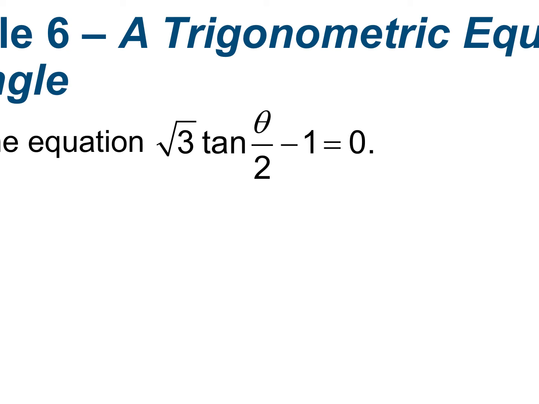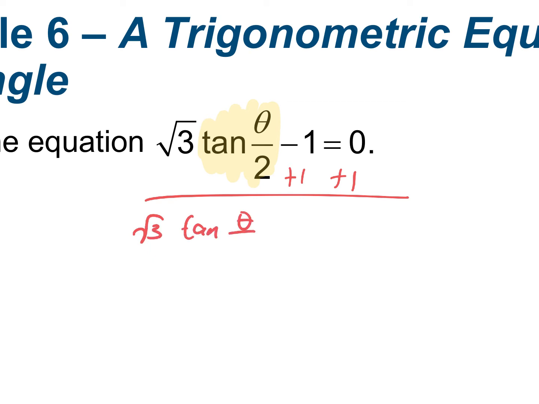All right, I talked to you guys yesterday about tangents and why it was so important to know where tangents were a certain value. Look, if I highlight, I'm going to isolate my trig function. What's the first thing I'm going to do to solve this? I'm going to add 1. Good. So I have the square root of 3 times the tangent of theta over 2 equals 1.